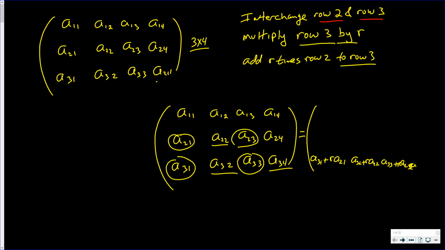Let's try to clean that up, please. It's going to be A34 plus a multiple of row 2. It's going to be A34 plus r times A24. And the other two rows, nothing's going to happen to them.